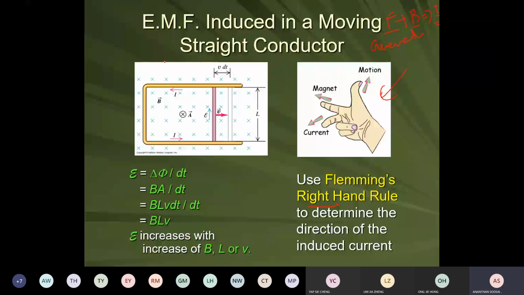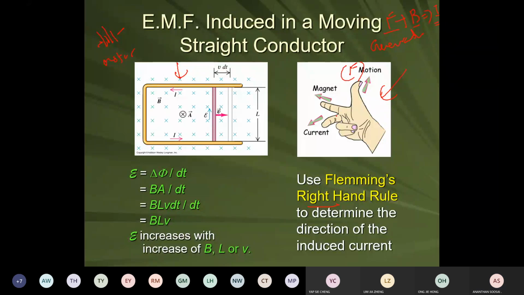Motor, of course, how do you identify a motor? If you have a battery, then it's a motor. This diagram has no battery. The bar is only moved to the right, so it's a generator. If they ask for the direction of the current, you use Fleming's right-hand rule. Your thumb is the motion, the force.